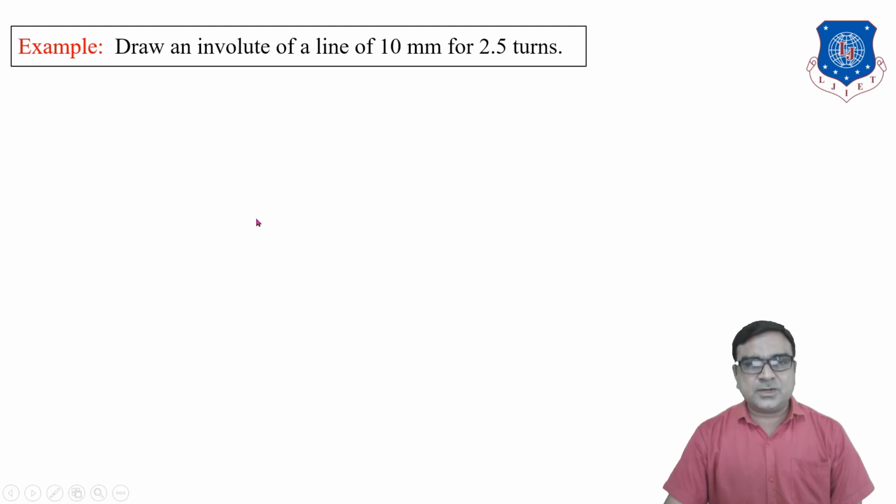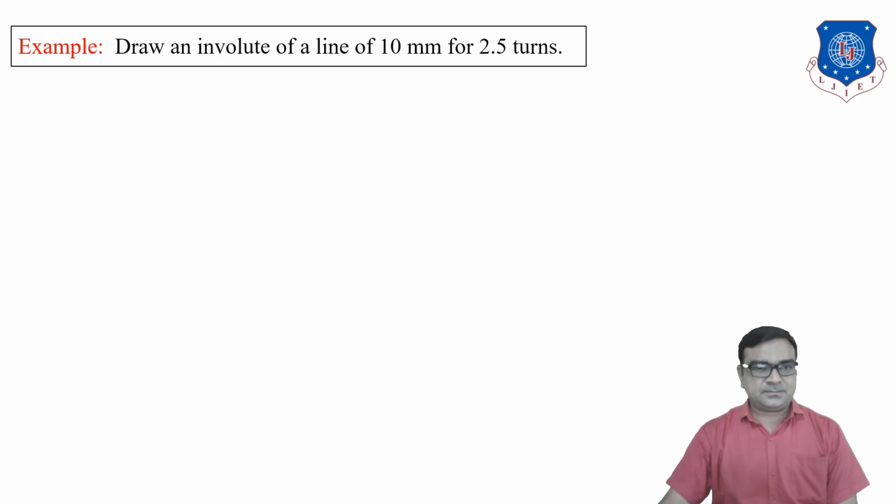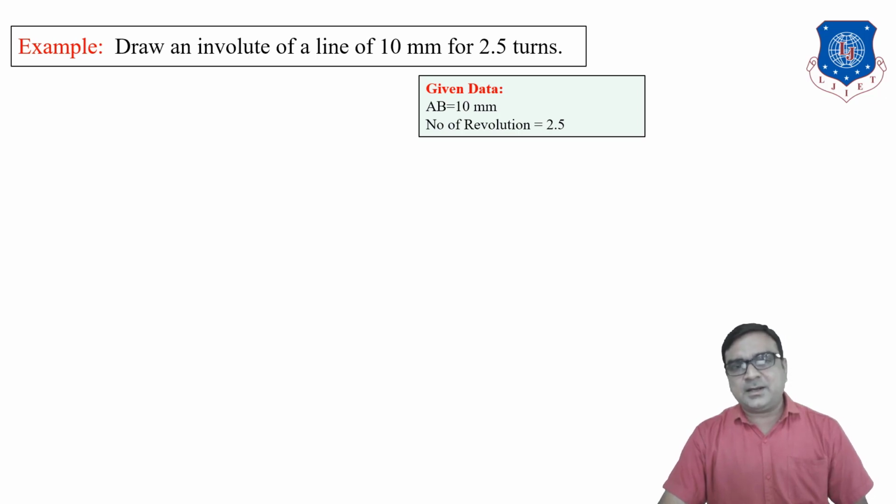What is an involute of a line? To understand this curve, we are going to take one example. Draw an involute of a line of 10 mm for 2.5 turns. So we are given one line 10 mm long, and we have to unwind the string from that particular line, and our unwound turn count is 2.5.